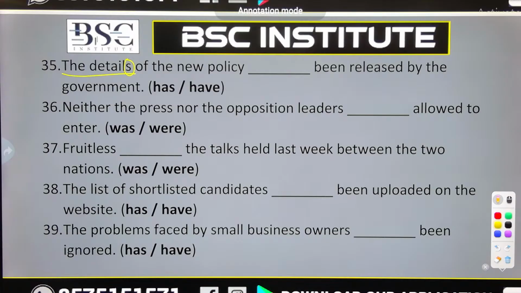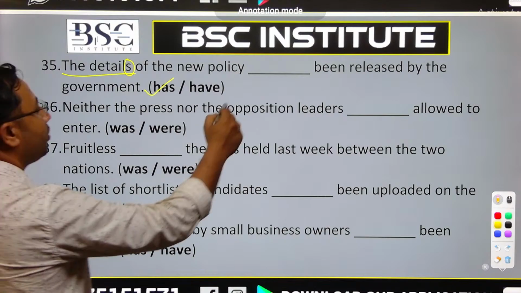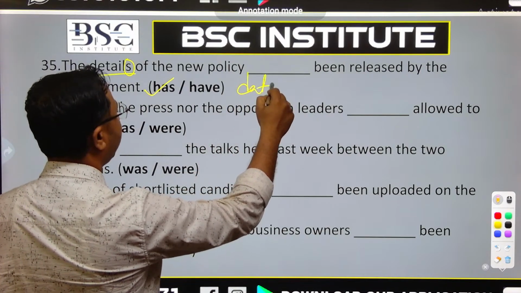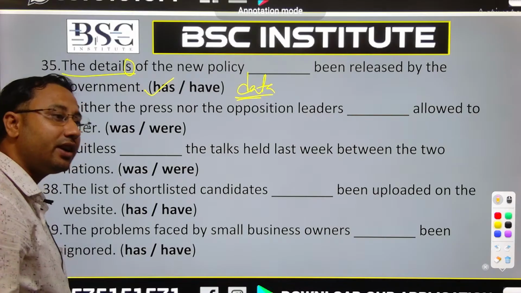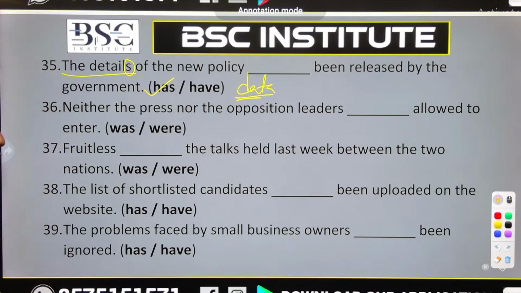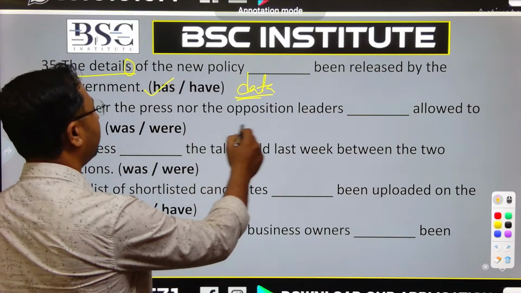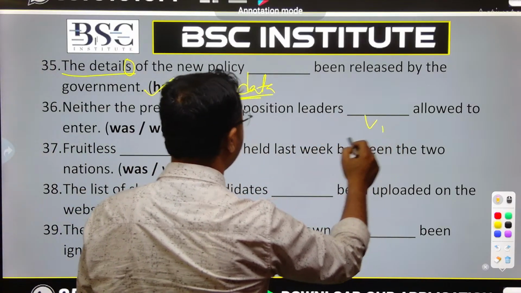dash been released by the government. Although the sense is plural, the word is singular, so we use has. For example, data: data is considered as plural in sense, but the word itself is singular. Data is, not data are, same as detail.